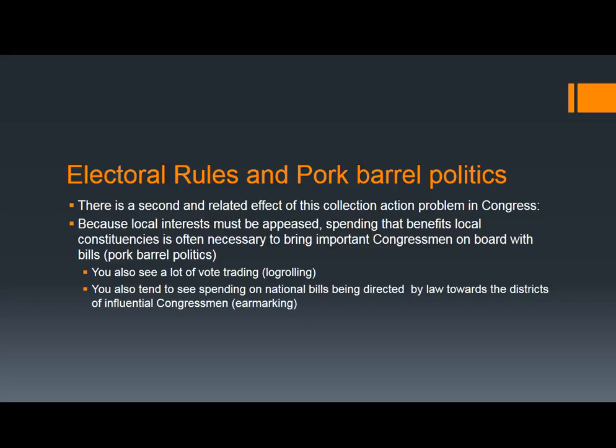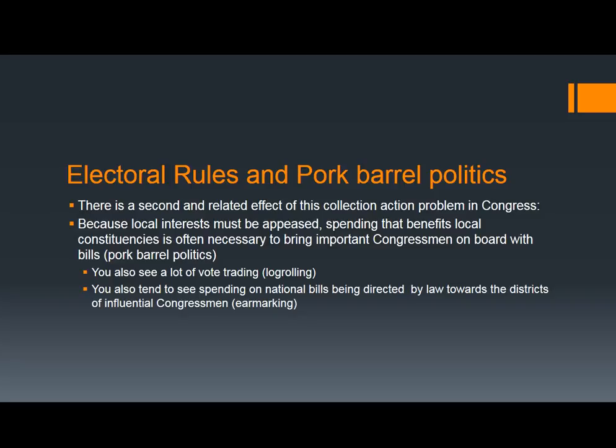Okay, there's a second and related effect of this collective action problem in Congress. Because local interests must be appeased in American national politics, spending that benefits local constituencies is often quite necessary in order to bring important congressmen on board with national legislation. This is called pork barrel politics. Pork barrel spending is simply spending at a national level that benefits some local discrete constituency, right? So if a congressman asks for a national flag museum in their district or a Civil War memorial monument in their own district, that's a kind of pork barrel spending.